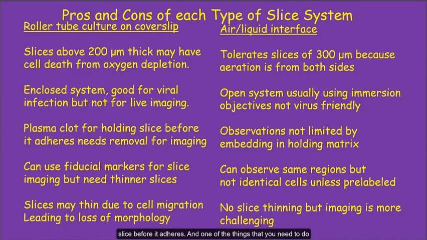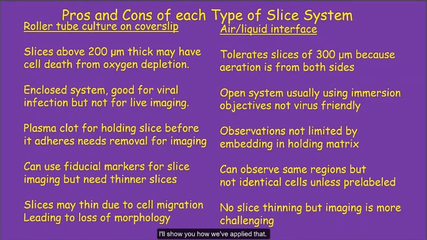And one of the things that you need to do is remove the plasma clot to get good imaging because it can lead to kind of cloudy, fuzzy imaging if you don't do that. But we have other ways of getting around that now. The nice thing about having the slices mounted on a cover slip is that you can use fiduciary marks to actually find the exact same cells that you were looking at over time. And I'll show you how we've applied that.